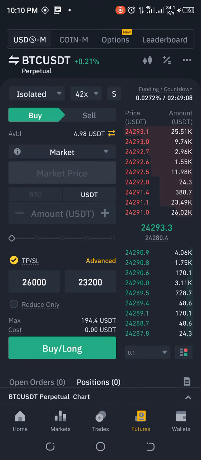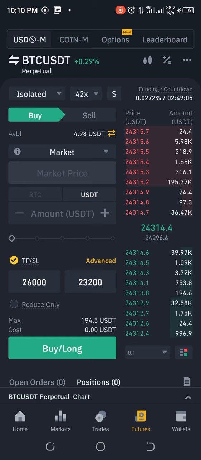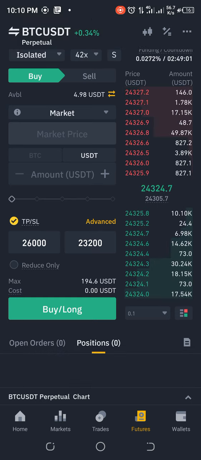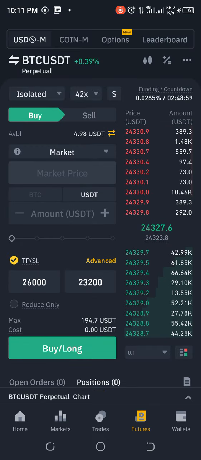It's as simple as that. But mind you, you don't just enter into trades anyhow without proper analysis. Don't try it. You will get burnt. So that is that for that.